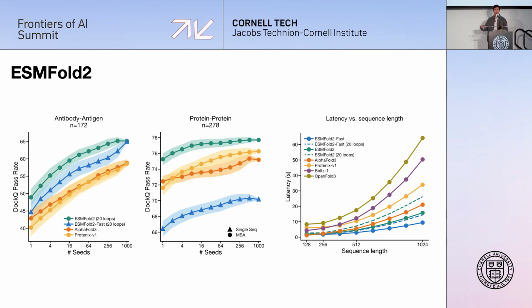As you draw more and more samples and ask it to rank more and more predictions, the model gets better and better. Not only does it get better, we find that smaller models, like ESM Fold 2 Fast that I'm showing here in blue, which has half as many layers as the larger full ESM Fold 2 model, eventually catch up in performance with the larger model with enough seeds. So using enough compute, we can have really small models that achieve really high accuracy in this task.